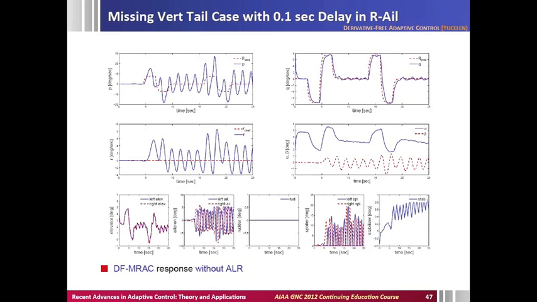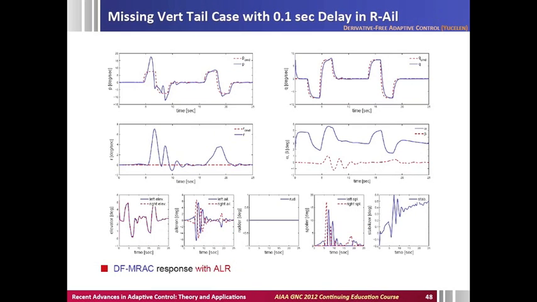So why do we have oscillations? Because, in addition to this harsher case, we inserted 0.1 seconds of time delay into the right aileron. Once we turn on the ALR, we can recover from the time delay. Now the system outperforms the previous slide.